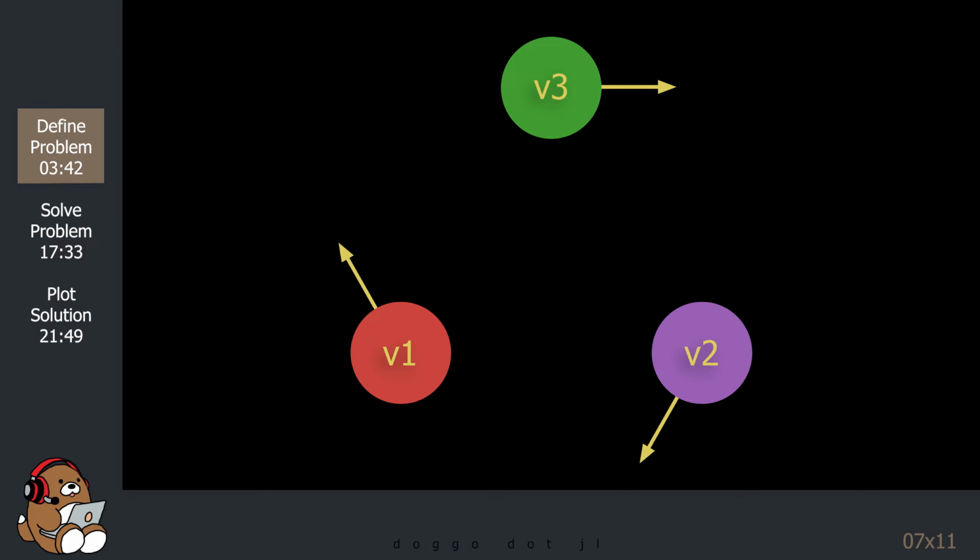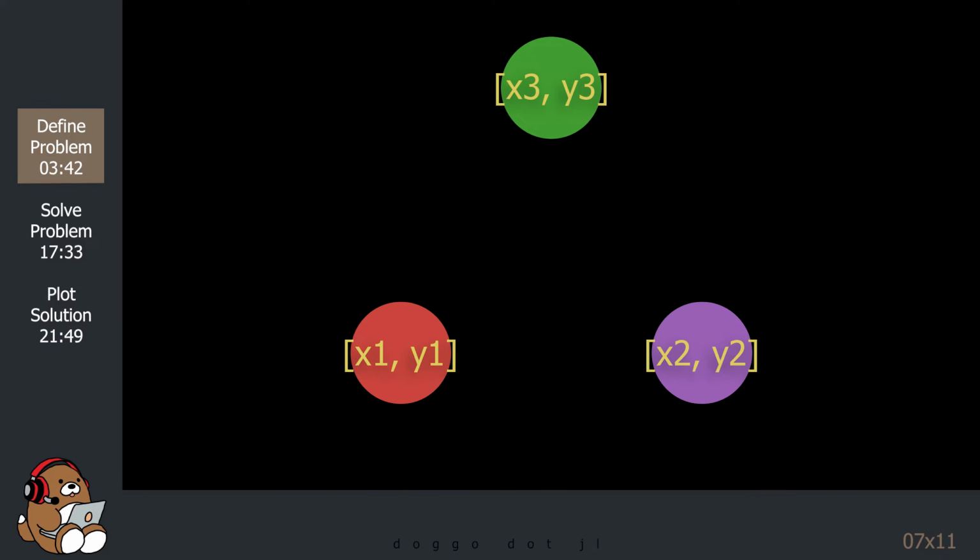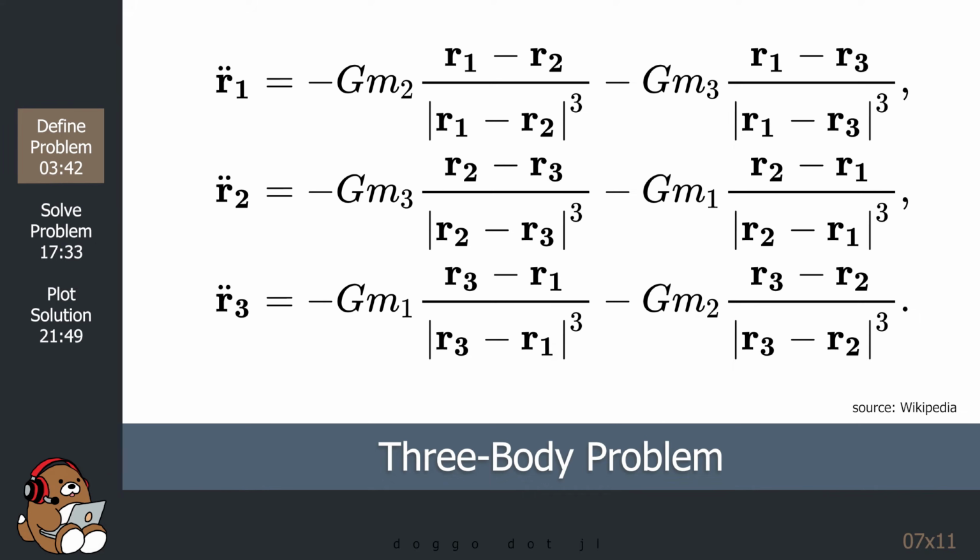At time 0, each of the masses has some initial velocity, which is known. So, given the masses, their initial positions, and their initial velocities, calculate the positions of each of the three bodies at any time t. Sounds simple enough, right? So here are the equations that we need to solve.